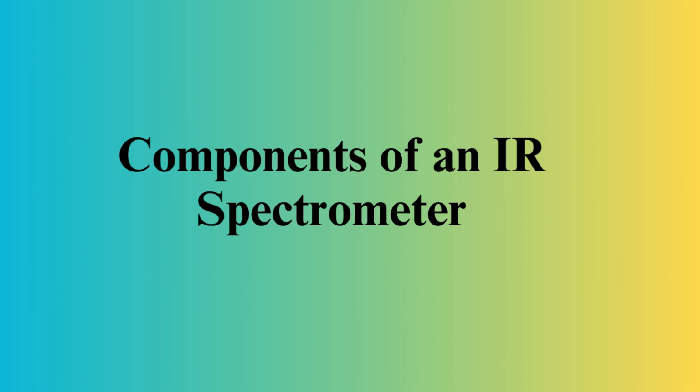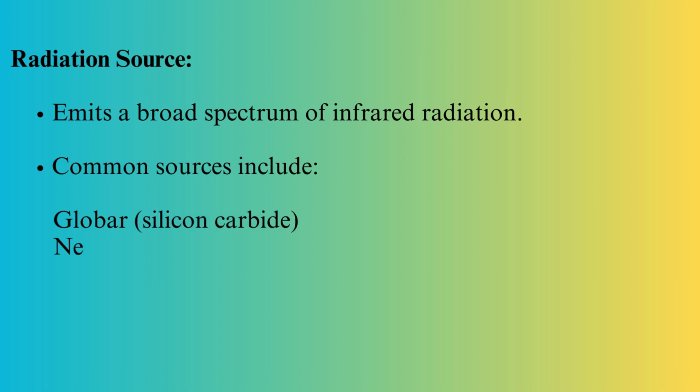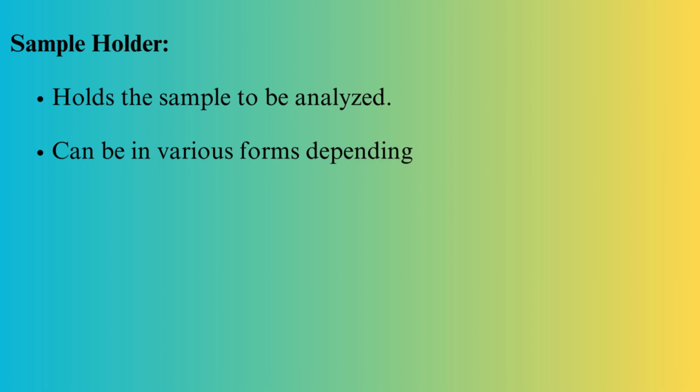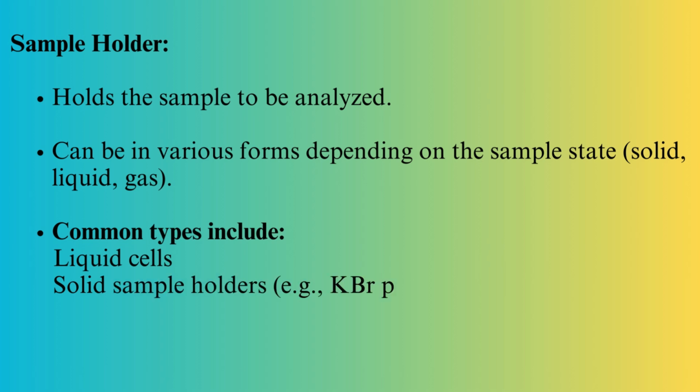Components of an IR spectrometer. Radiation source: emits a broad spectrum of infrared radiation. Common sources include glowbar, silicon carbide, Nernst glower, rare earth oxides, nichrome wire. Sample holder: holds the sample to be analyzed. It can be in various forms depending on the sample state: solid, liquid, gas. Common types include liquid cells, solid sample holders, e.g., KBr pellets, ATR crystals.